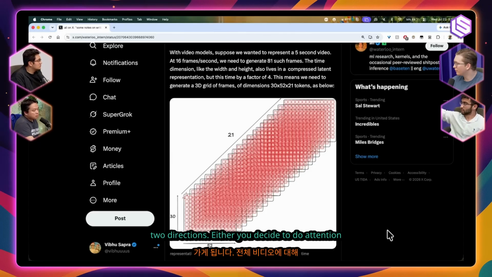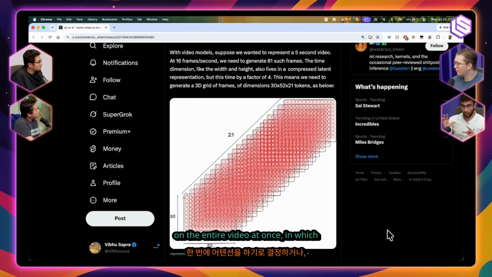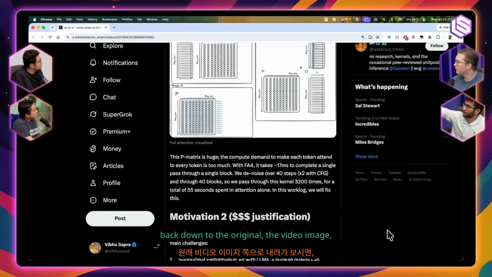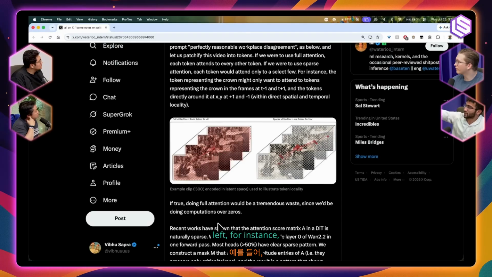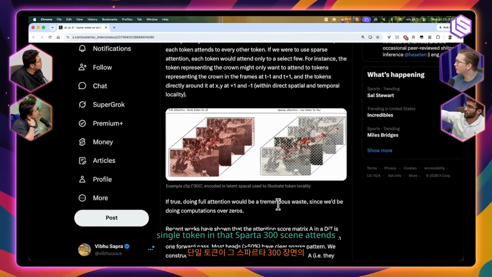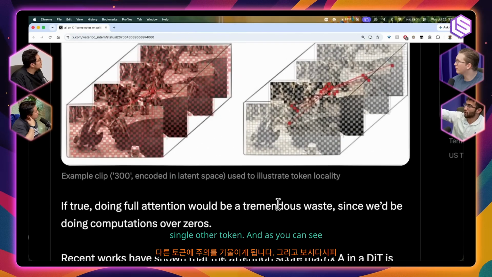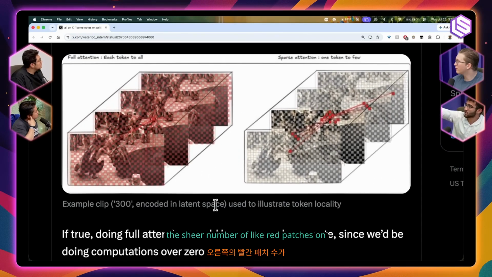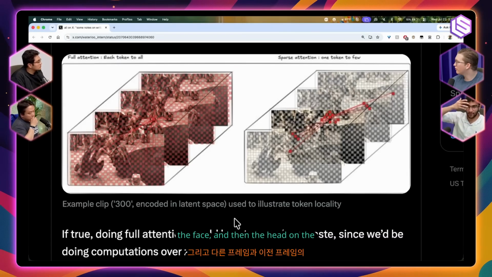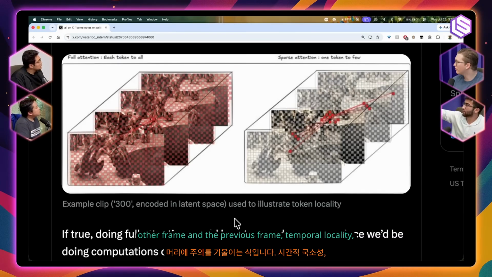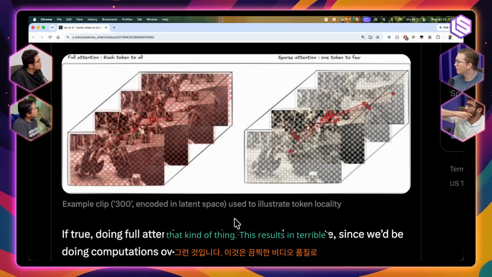Either you decide to do attention on the entire video at once, in which case you are forced to do sparse attention. So if you scroll back down to the video image, you can see, whereas on the left, for instance, I would be doing full attention where every single token in that Sparta 300 scene attends to every single other token. As you can see, the sheer number of red patches. On the right, each token only attends to the top 12.5% that's important to it, which can be spatial. So the token that represents the crown attends to the head, the face, and then the head on the other frame and the previous frame, temporal locality, spatial locality, that kind of thing.